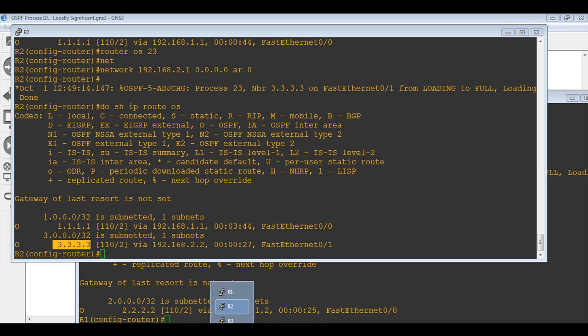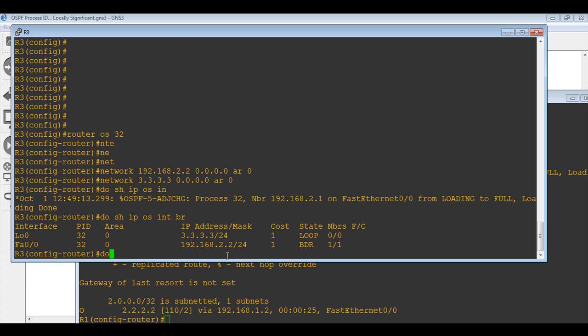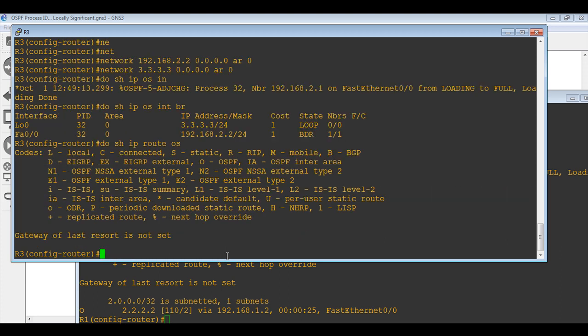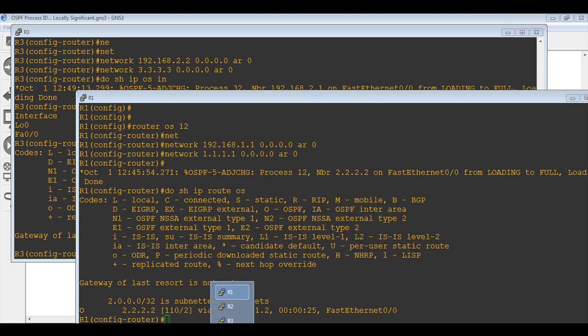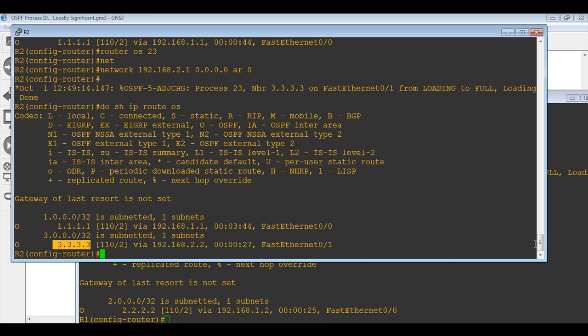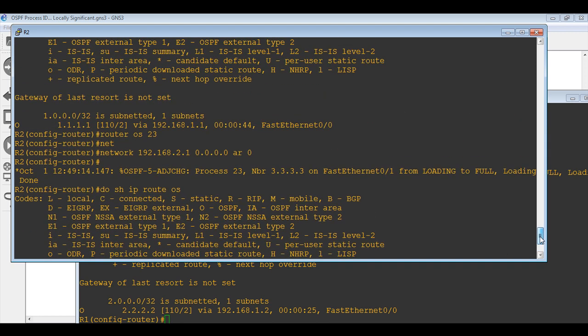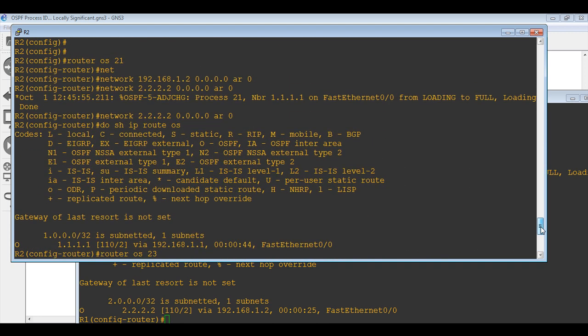And on router 3, let us use the command show ip route ospf. We see that it does not have any OSPF routes. And the reason for this is because we have advertised the loopback of router 2 under the OSPF process number 21.